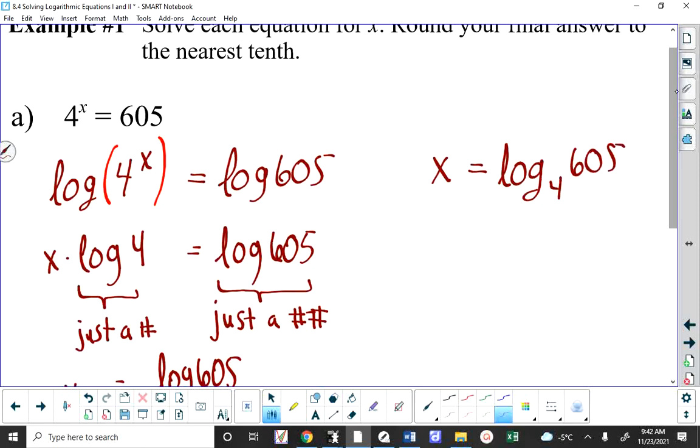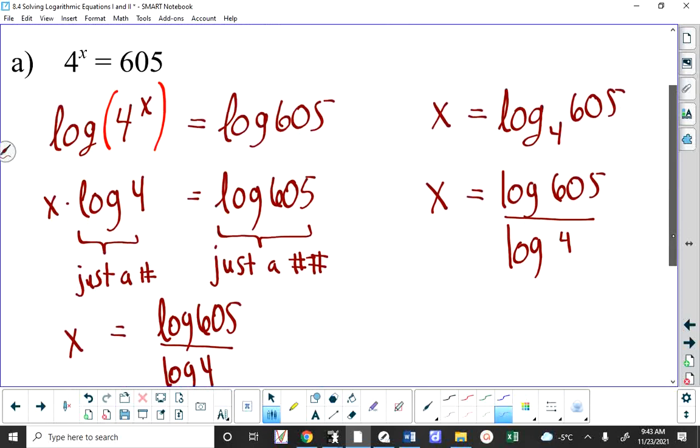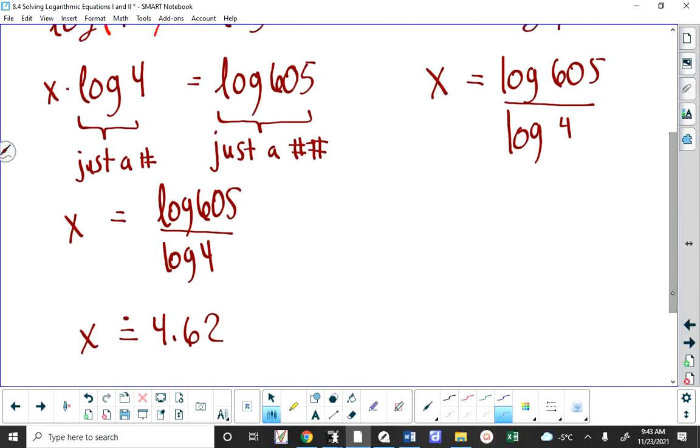And then you would look at this thing, and you would say, well, how do I figure out what log base 4 of 605 is? And the answer is you would use the change of base formula. You would say that x is the base 10 logarithm of the argument over the base 10 logarithm of 4, but that's what we got.